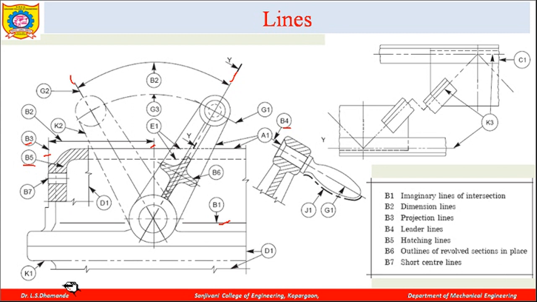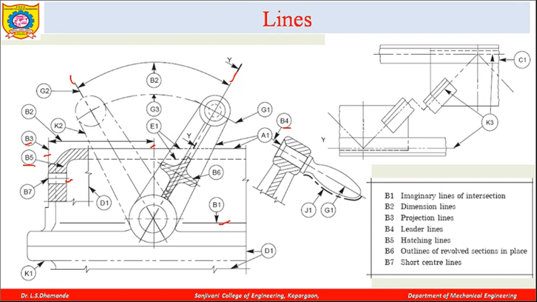So B6 is nothing but this one. So this is a revolved section. How this particular component actually has its section is shown here. And the short center line B7. So this is called the short center line B7.